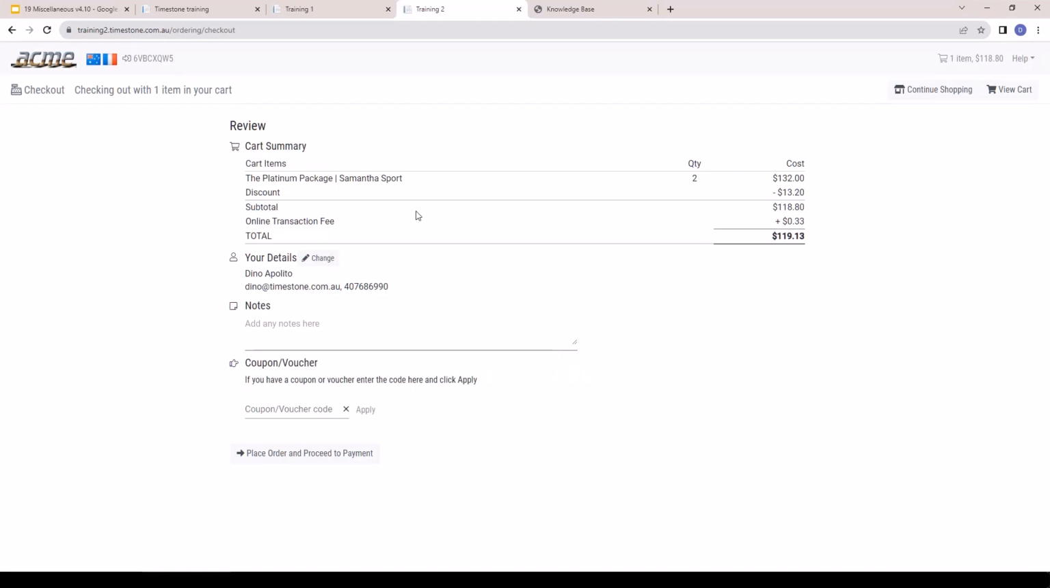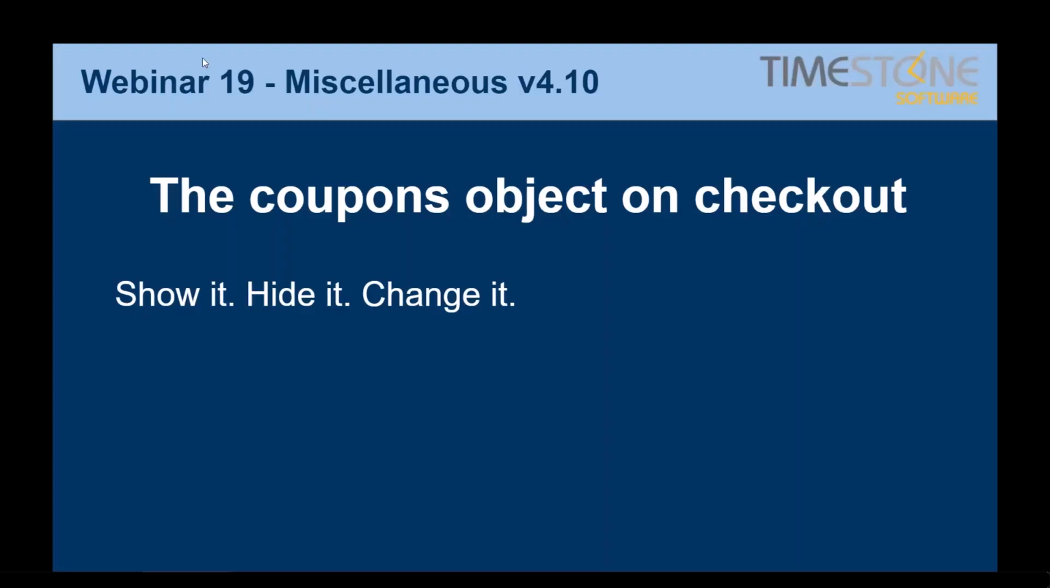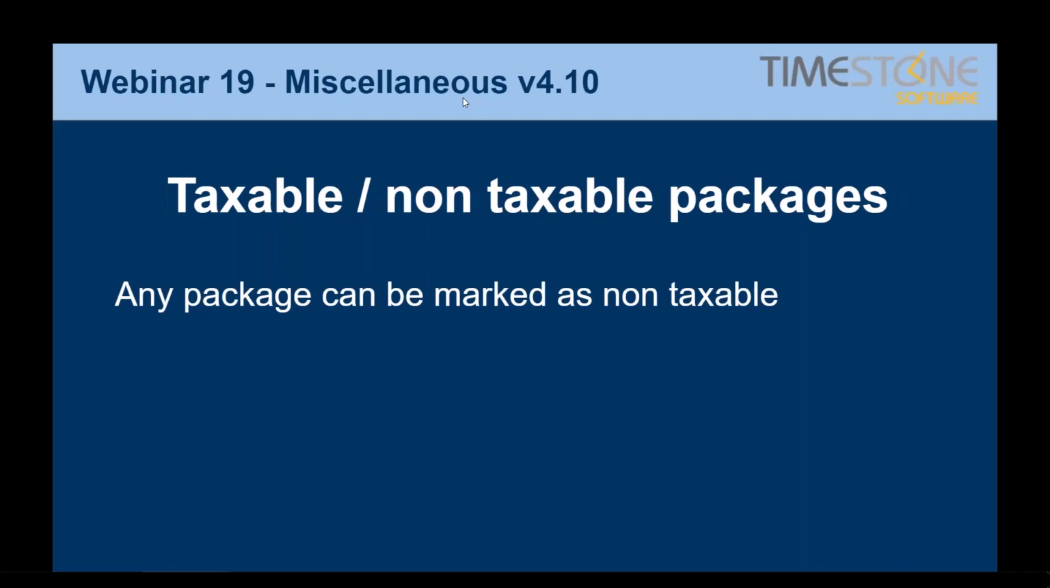Okay, we will move on to whatever's next. We can make any package now, you can mark it as non-taxable. By default, if you are charging taxes, all your packages will be calculated in the tax calculation at checkout. But it has arisen that in some districts in America, charging tax on digital products is not allowed. You're not allowed to charge tax, sales tax, or whatever tax it is, on a digital product.